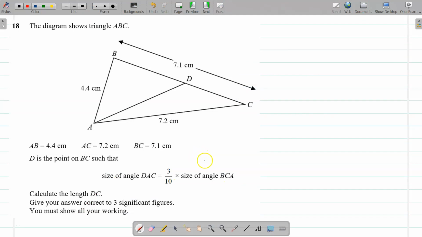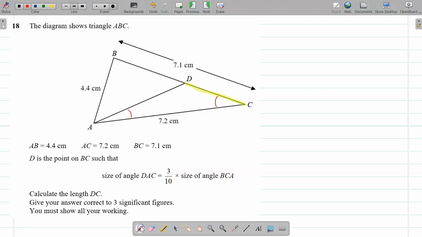Okay, next. In this question I see triangles without right angles. I see sides and reference to an angle. So this is likely to involve the sine and cosine rules. So something slightly unusual here, the size of DAC, that's this angle here, is 3/10 of this angle here. It may not look like it, but that doesn't matter because these things are not drawn to scale. So we've got to calculate the length of DC. So we're looking for the length of this line here that I've highlighted there.